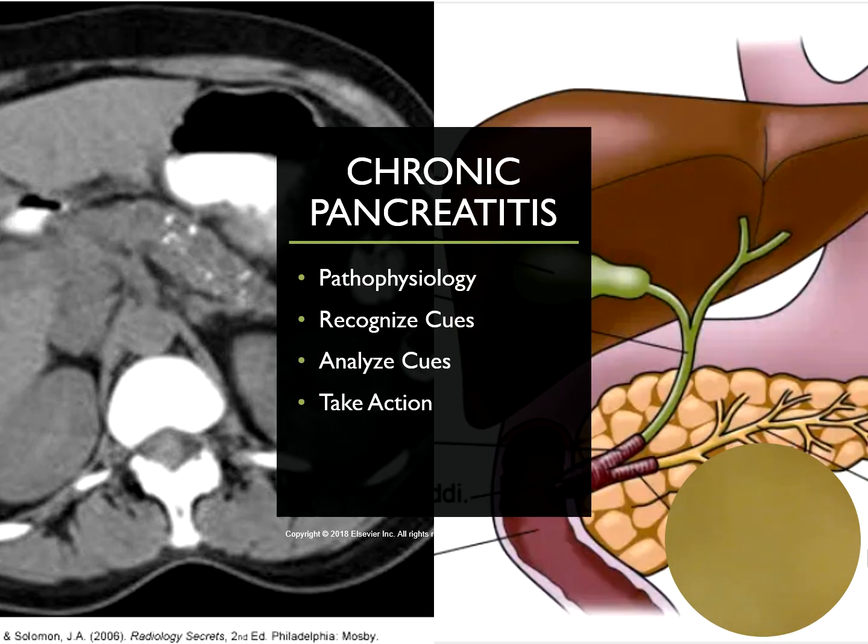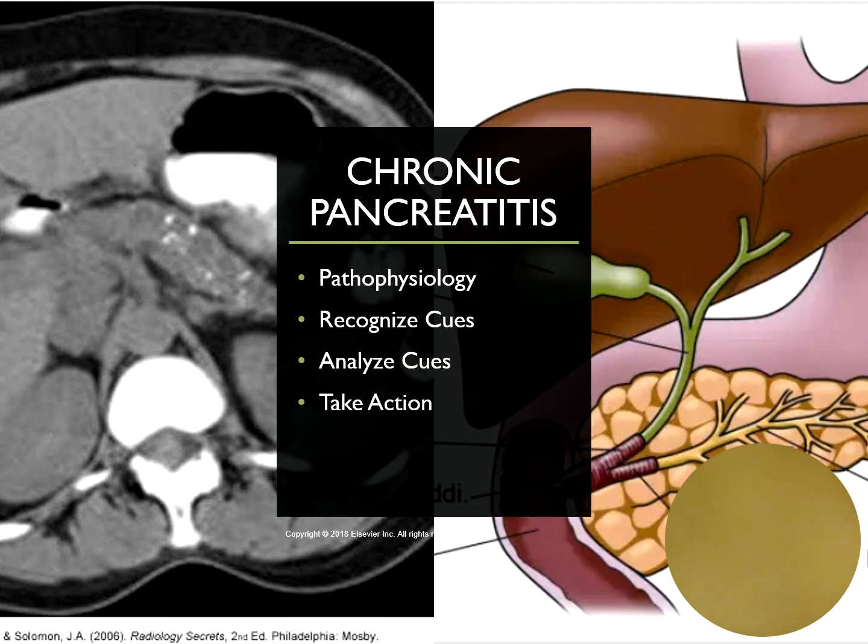Now, chronic pancreatitis. This is going to be more of a progressive, destructive disease of the pancreas that is characterized by remissions and exacerbations. We'll see inflammation and fibrosis that lead to pancreatic insufficiency and diminished function.